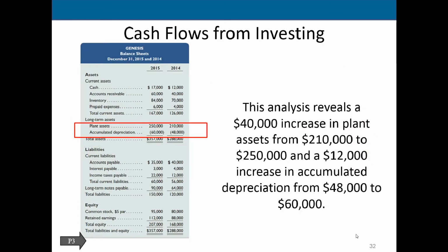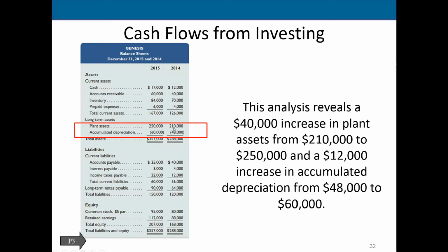If we were actually doing reconstruction analysis, and you'll see what happens is they want you to go back and reconstruct what the journal entries looked like. That's what they're talking about. Let's just see what they're saying, and I'll show you why I think that's a bunch of baloney. This analysis reveals $40,000 increase in plant assets from 210 to 250 and a $12,000 increase in accumulated depreciation.